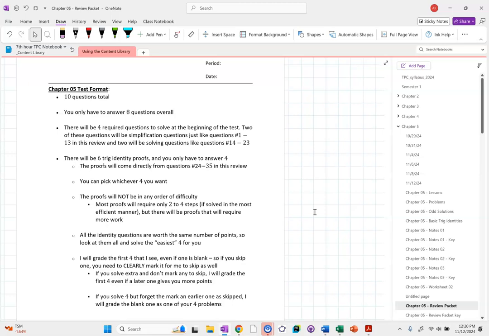So again, as you're building out your note card, keep in mind the format for the test. You don't need any identities on there. I will give you the same identity sheet that I printed for you earlier. That'll be on your test. So you don't need that. Everybody okay?